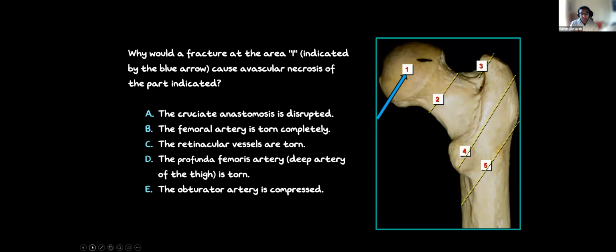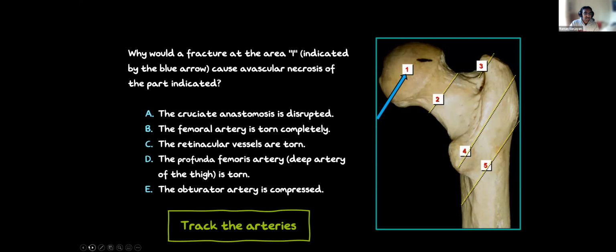So in order to be able to know that, you can't just memorize everything word for word. You have to have some holistic understanding of where everything is in relation to each other, in relation to key structures, et cetera. So yeah, but we'll go through some of that stuff. Track the arteries as usual.